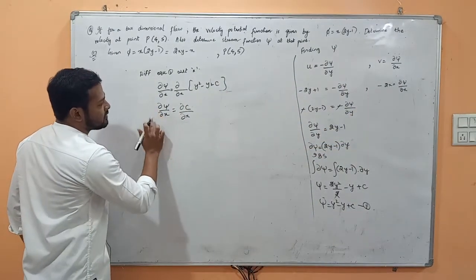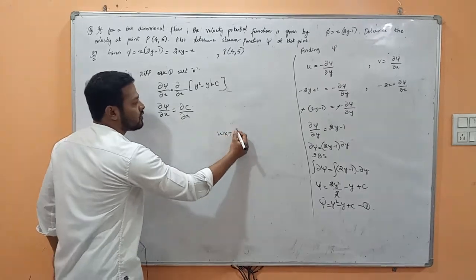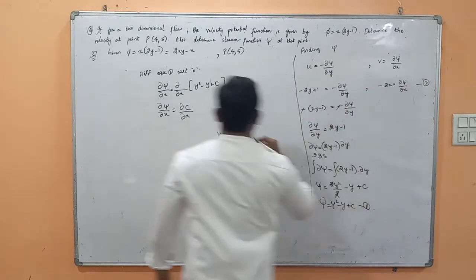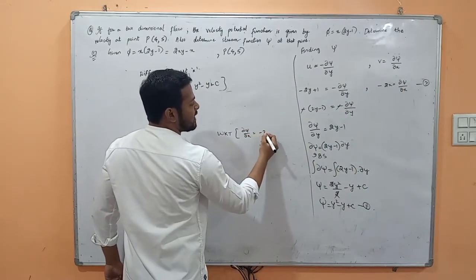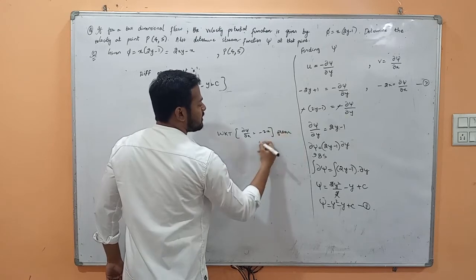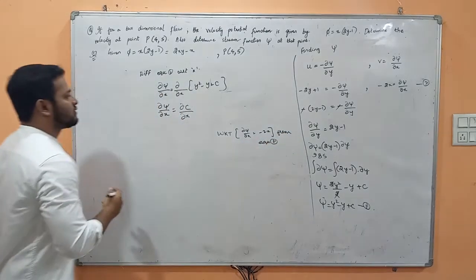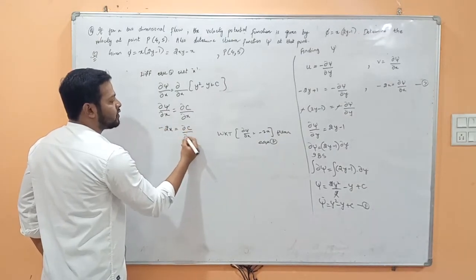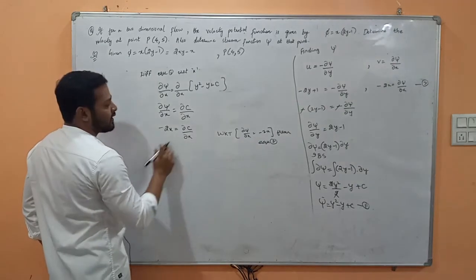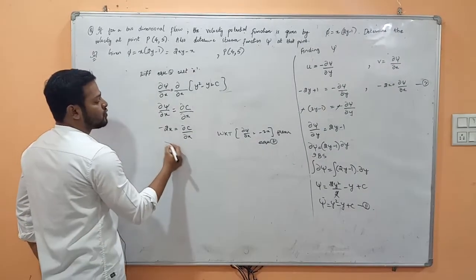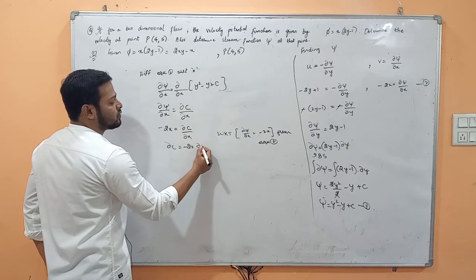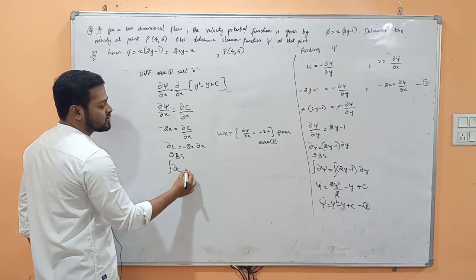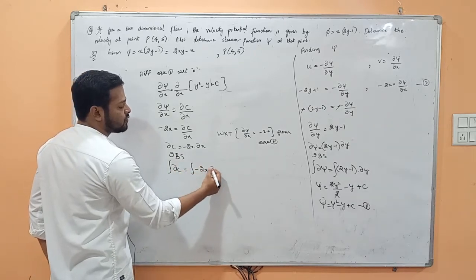So we know that dou psi by dou x, we will take this as equation 2, is equal to minus 2x from equation 2. So that we are substituting here. So minus 2x is equal to dou c by dou x. Now I have to find the constant of integration c. So dou c is equal to minus 2x into dou x. So I have to integrate both sides. Now integrating both sides, integral dou c is equal to integral minus 2x into dou x.